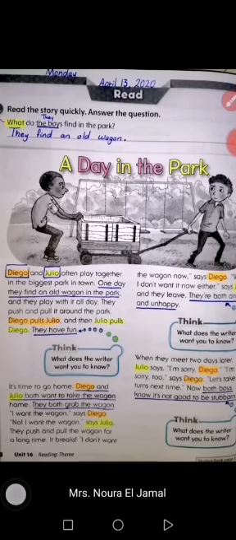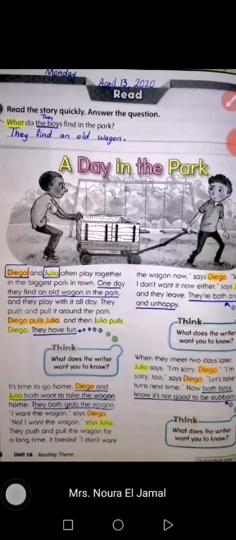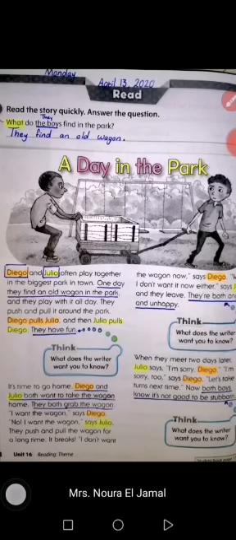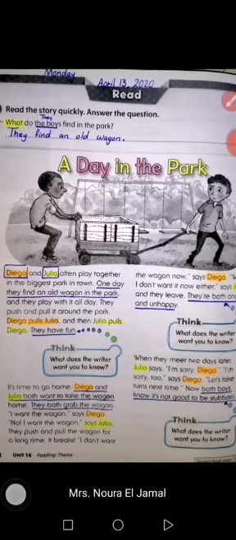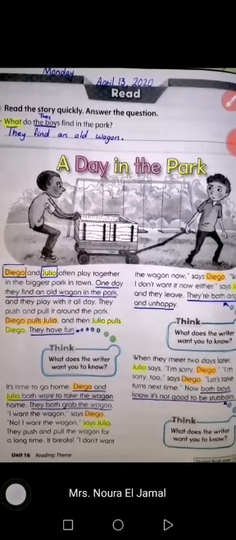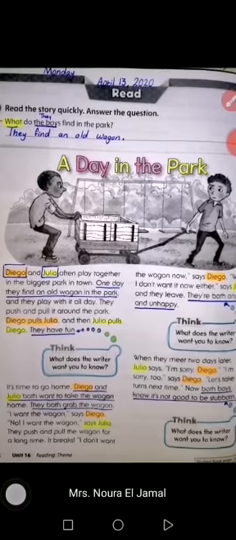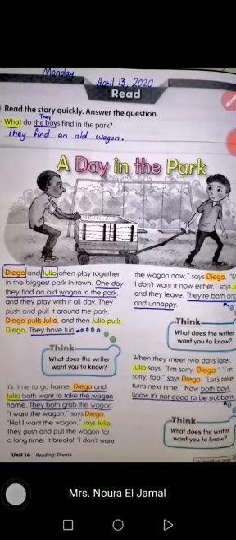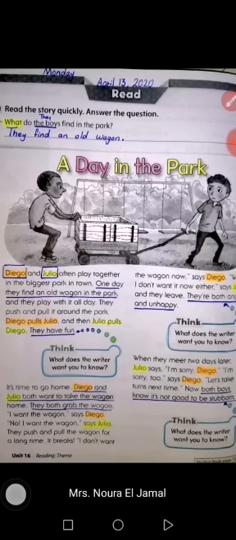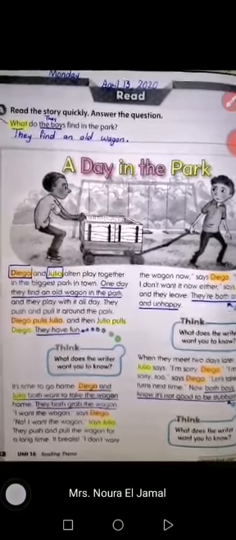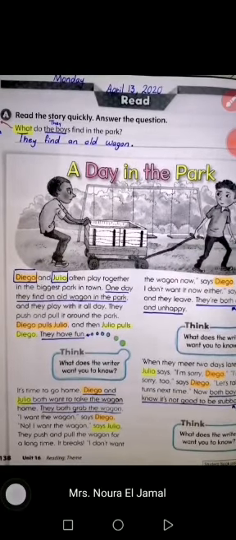They have fun. Here in this paragraph, what does the writer want you to understand or to know? That there are two friends, their names are Diego and Julio, and they have fun together with the wagon in the park, correct? So here I understand that there are two friends who have fun in the park. Okay, let's move to the other paragraph.